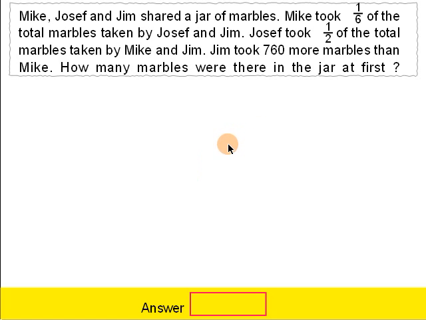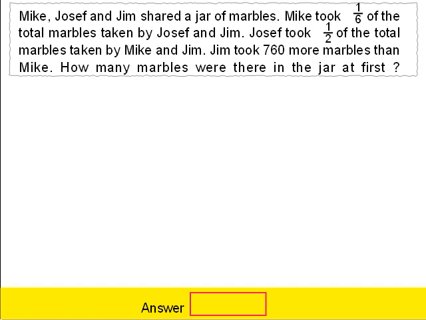The question says, Mike, Joseph, and Jim shared a jar of marbles. Mike took 1/6 of the total marbles taken by Joseph and Jim, and Joseph took 1/2 of the total marbles taken by Mike and Jim. And we are told that Jim took 760 more marbles than Mike. So how many marbles were there in the jar at first?